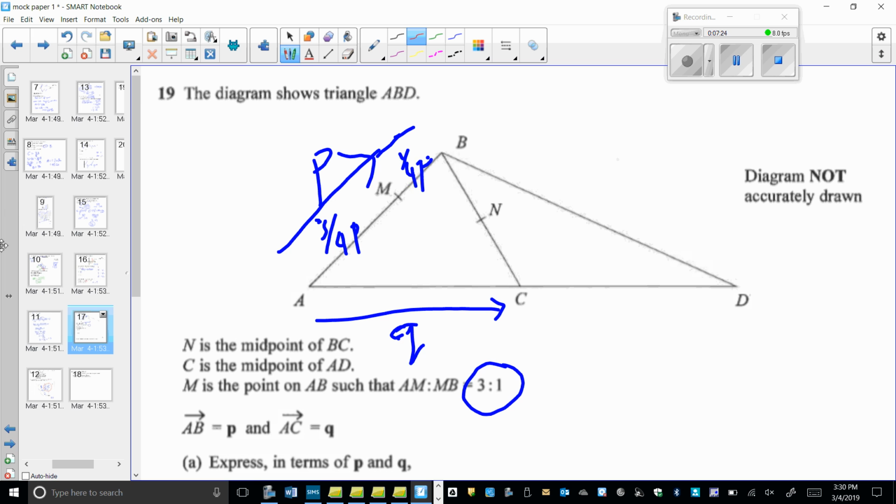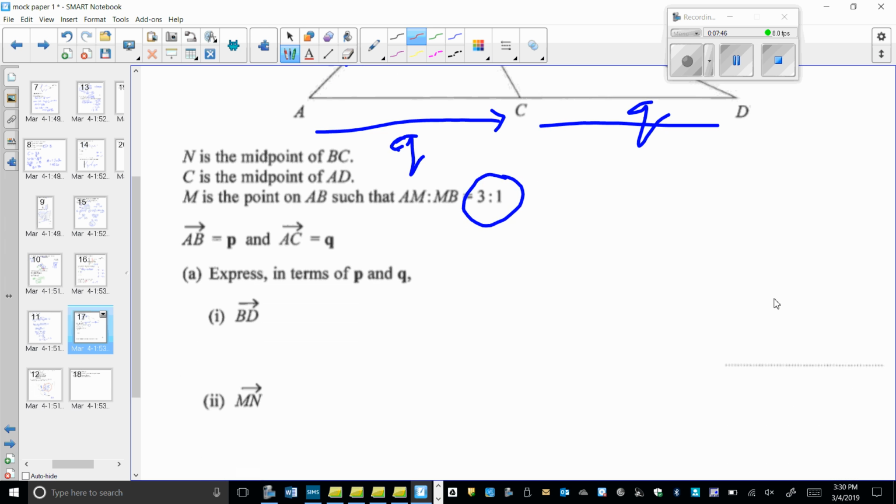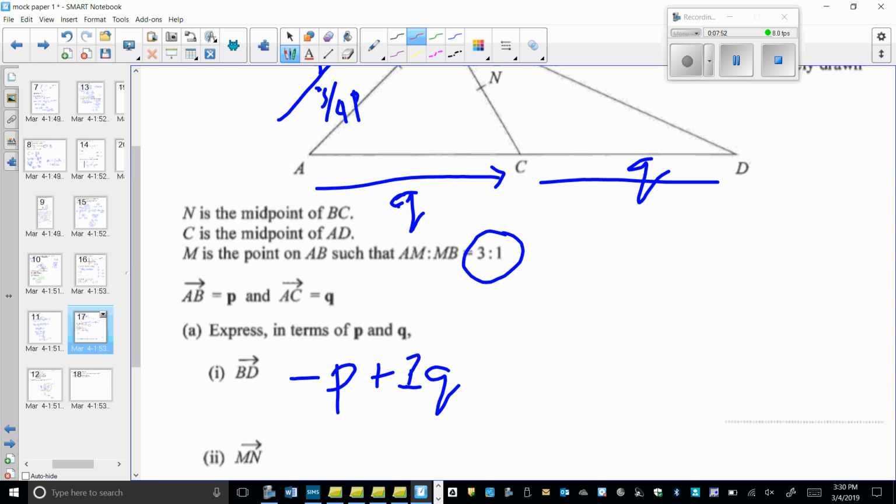Right, expressed in terms of p and q, B to D. So we're going the opposite way around of p. What about C? C is the midpoint. So these are both q. So opposite to this direction, positive that direction. So -p plus 2q, or 2q minus 2p.